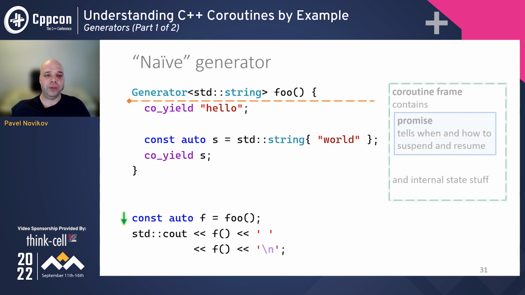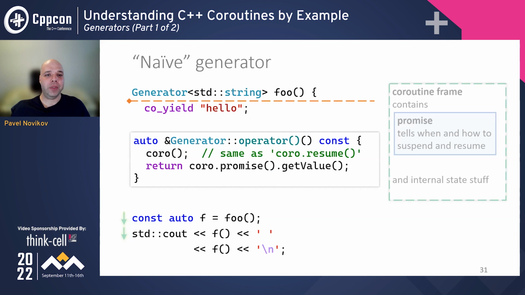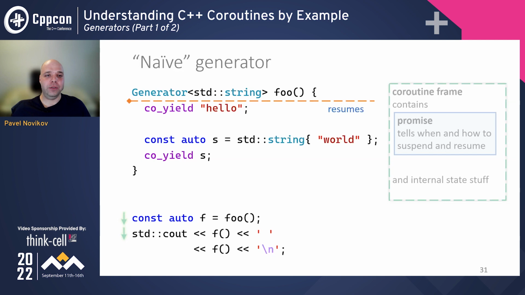After that, the control returns outside. Next, we want to extract a value from our generator. We call the function call operator. Inside of the function call operator, we resume the coroutine. In this case, the coroutine resumes. We execute all of the statements that we have. In this case, just the co_yield expression, which is a statement on its own.